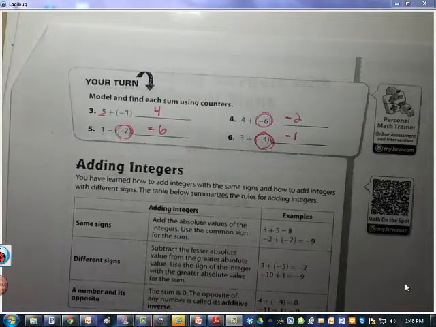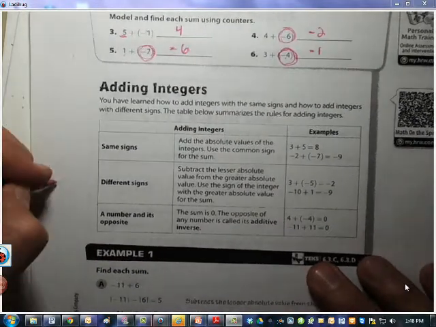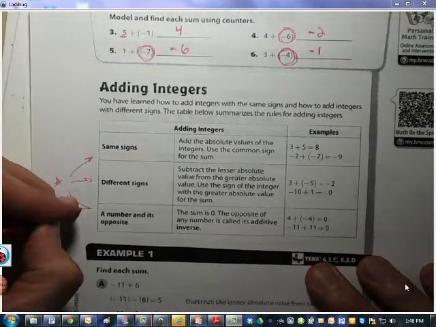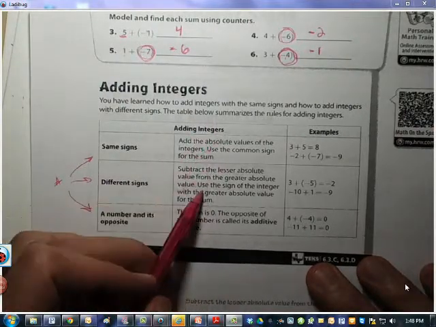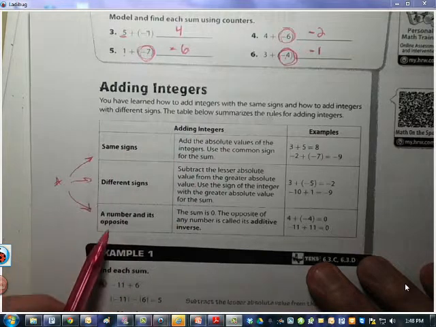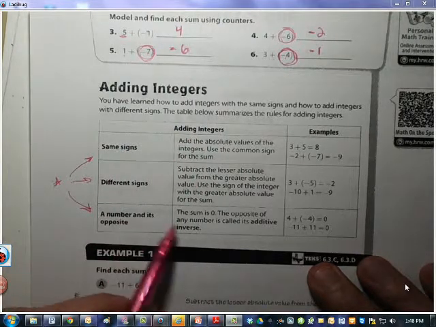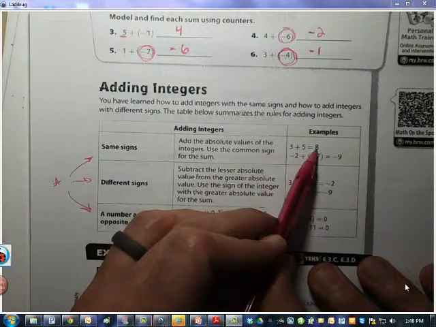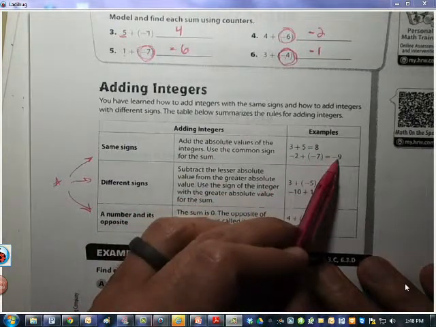All right. Here are your notes for yesterday's lesson and today's lesson, kind of condensed. Okay, this section right here explains how to add if you have the same sign, different signs, or the number and its opposite. And here are examples of both. Same positive numbers, combine them. Same negative numbers, you combine them and put the negative sign.